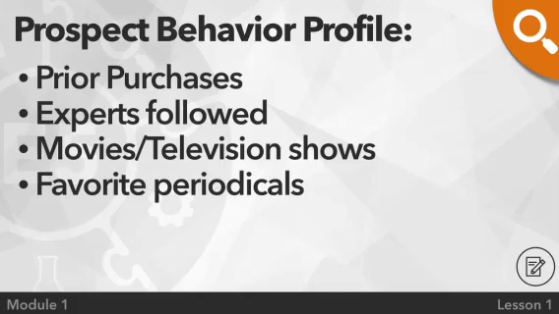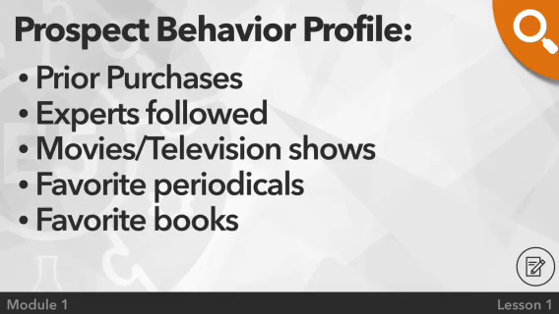Same for favorite periodicals and favorite books. For example, in the entrepreneurial space or in the marketing space, there are certain books that are often talked about and referenced. For example, Dr. Robert Cialdini's book, Influence, is one of the more popular books. A book like Breakthrough Advertising is talked about often. One of the experts that's followed is Dan Kennedy, is Jay Abraham. And so there are a variety of different behaviors that we want to understand.